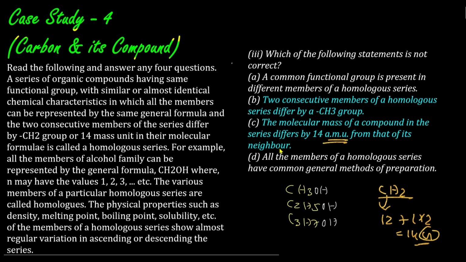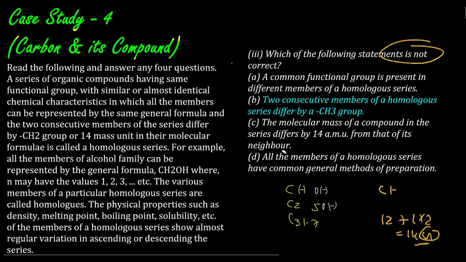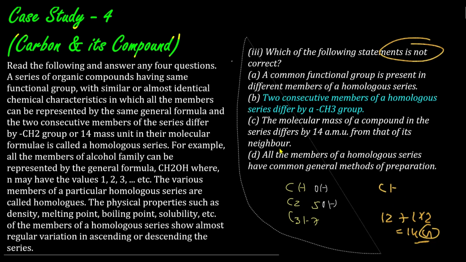So this is a correct option, but we were looking for the incorrect. I'll read the last option also. All the members of the homologous series have a common general method of preparation. It should be that they have common chemical properties and a common method. So the statement is correct here, but since we were looking for the incorrect option, the incorrect one, which is not correct, is option B.